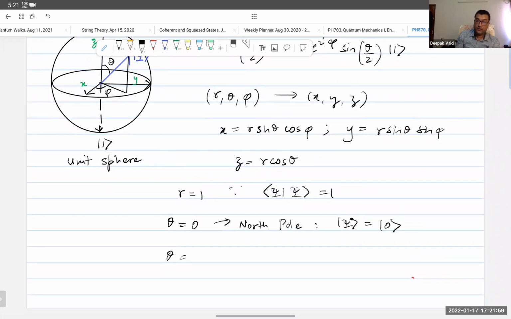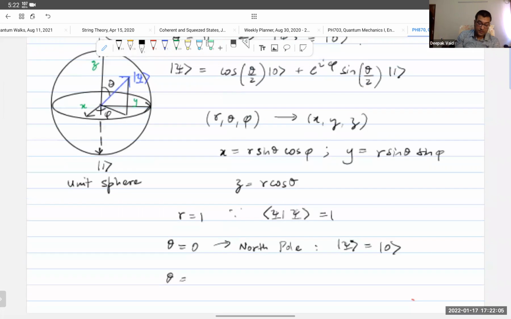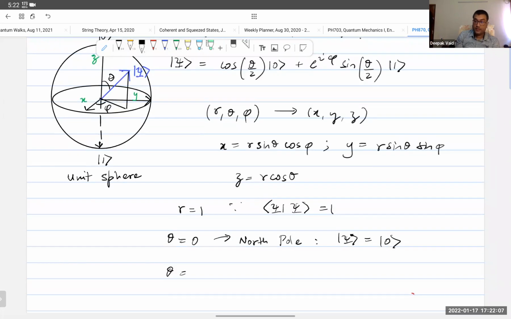Right, now what is the range of theta? This is the important thing. When theta is equal to pi, that corresponds to the south pole. When you're on the sphere, 0 is the north pole, you go all the way down, that's 180 degrees, right? So you're at the south pole.